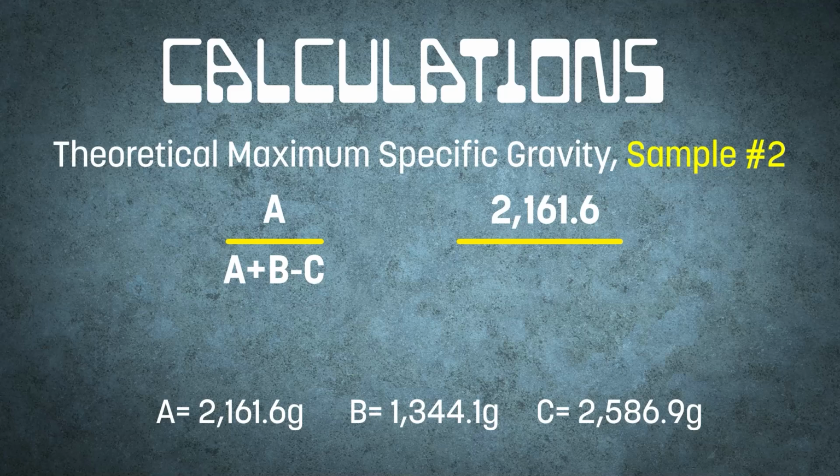For our second sample, we have 2,161.6 plus 1,344.1 equals 3,505.7 minus 2,586.9, which equals 918.8. We then take 2,161.6 divided by 918.8, which equals 2.352633. So we have a theoretical maximum specific gravity of 2.353.